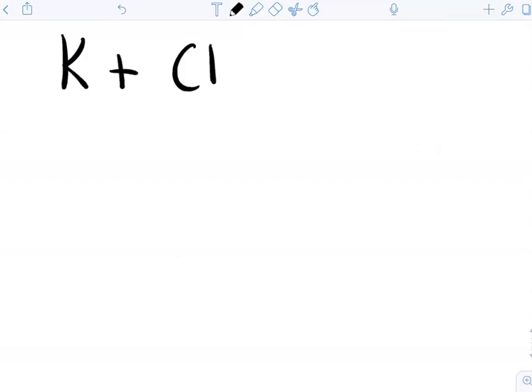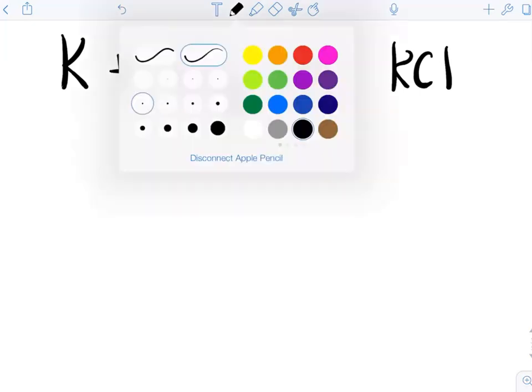So next one, and again, you try this one on your own. K plus Cl2 gives us KCl. So you pause and you try this one on your own. Okay, I trust that you have paused. And then let's work through our steps.